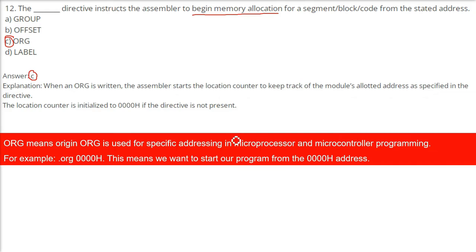Let us take an example. The location counter is actually initialized to 00H. For example, if ORG 0000H is there, this means we want to start our program from the address 0000H. Whenever we write ORG, the assembler starts the location counter to keep track of the allocated address as specified in the directive, which is ORG. ORG is all about starting the address, the origin.